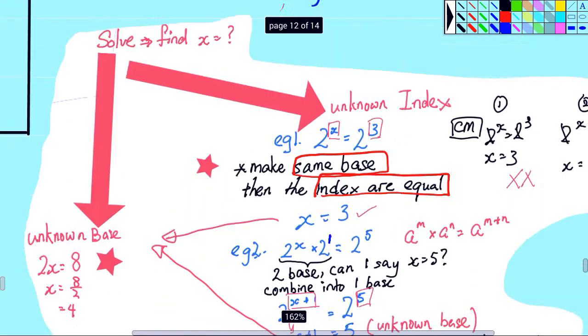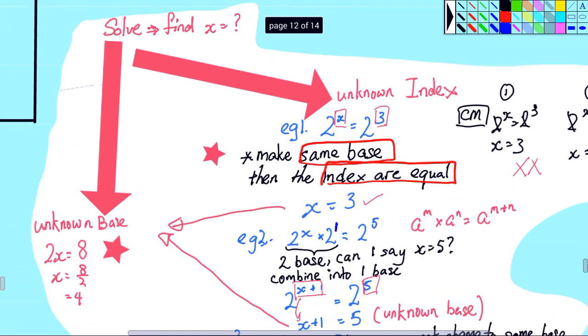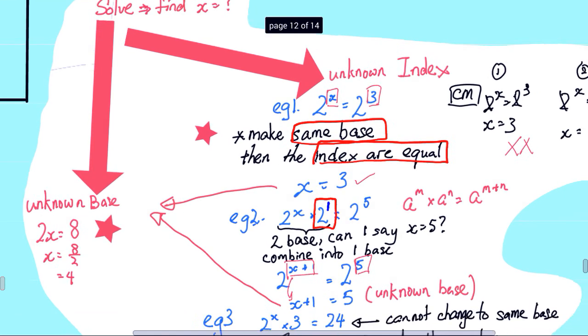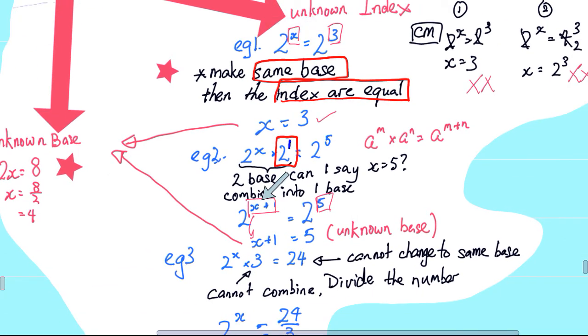So in this case, now let me just highlight it. You want to take note that 2 without any power is 2 to the power 1. So with this, then we are able to write 2 to the power of x plus 1 is equals to 2 to the power of 5, and then we say x plus 1 is equals to 5. Now once we have this, you notice that the x now changed from index to base. So once it is base, then it is easier to find the value of x.